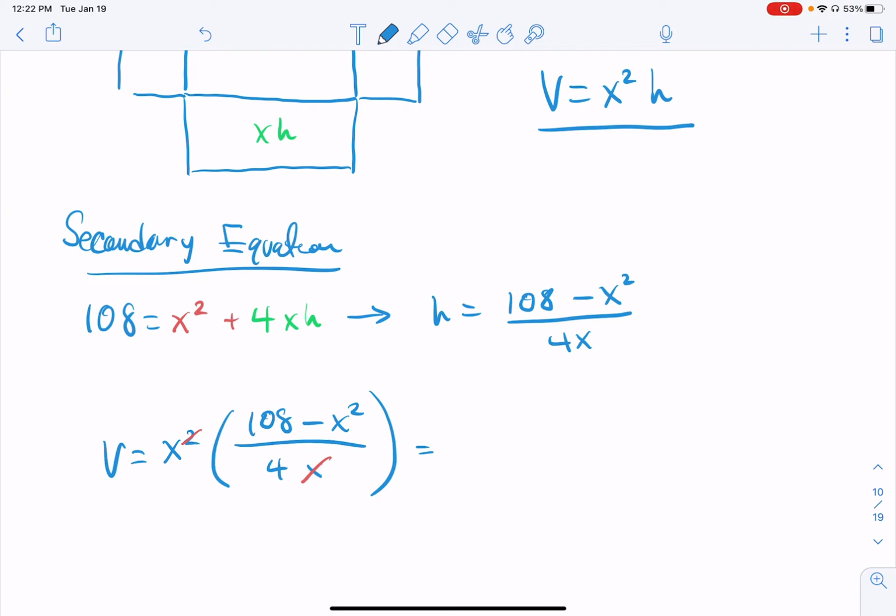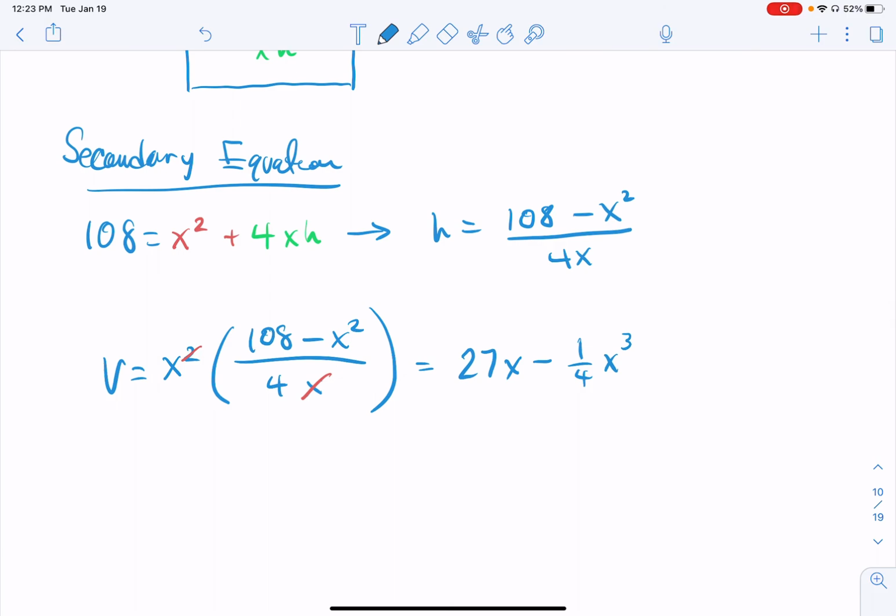So 108, 4 goes in there evenly. I'm pretty sure that'd be 25 and 2 is 27. 27x minus, well, yeah, so this is x, and then 1/4 x cubed. Yep, that looks good. So here's our volume equation.